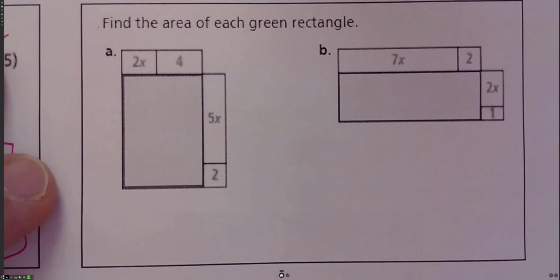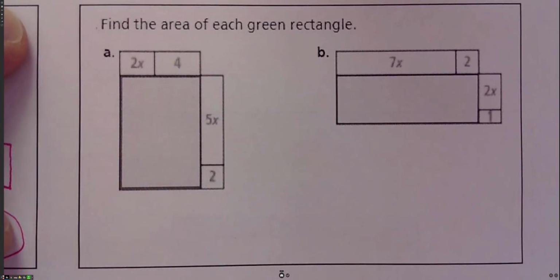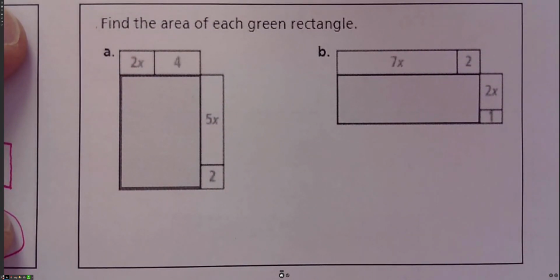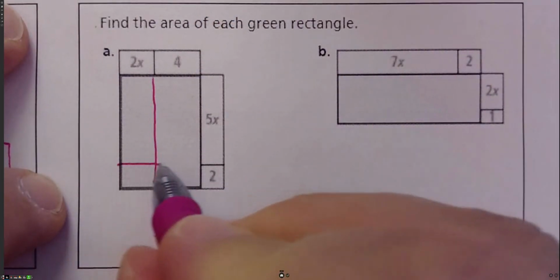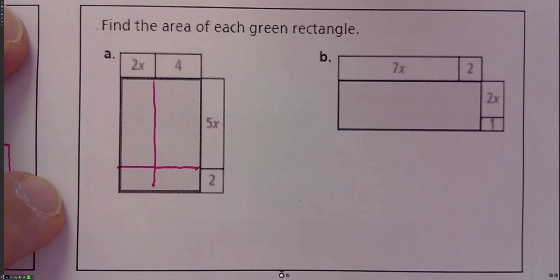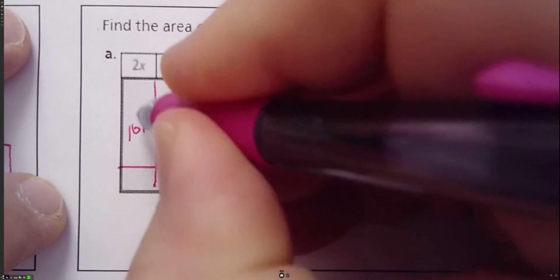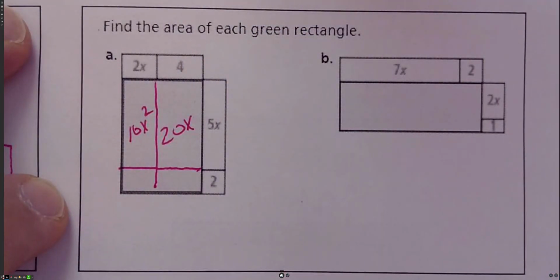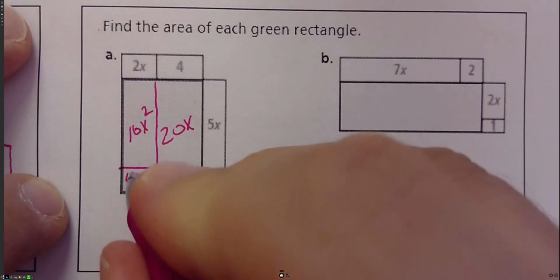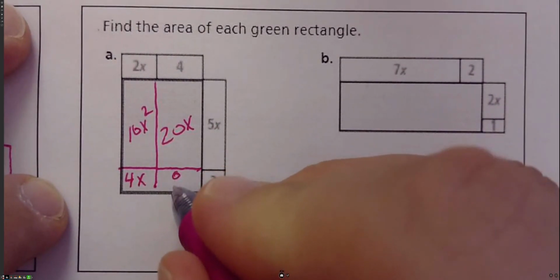Okay. All right. So they ask you to find the area of each green rectangle. Basically, this is the box method. They just didn't finish it, right? So we're going to turn this into the box method by literally just making it into a box. And then we go 10x squared, 20x, 4x, and 8.